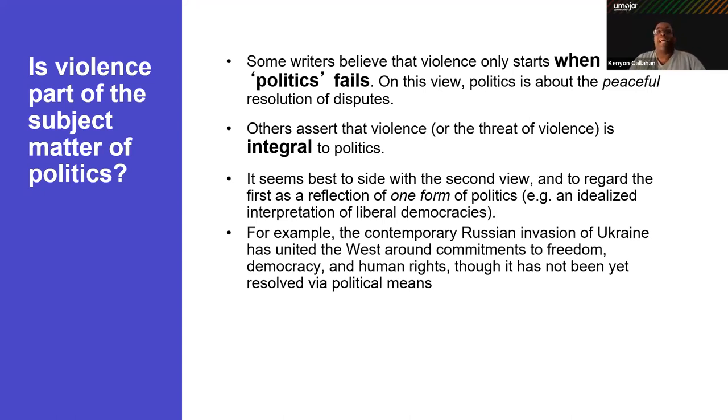An example is the idealized interpretation of liberal democracies. When we look at liberal democracies, we tend to see them as a group of people. The United States is a liberal democracy, and when we say liberal democracy, we're not talking about Democrats and Republicans. That's not what we're talking about. Yes, we're a republic, and I know somebody's going to say, but I thought we were a republic. We're both.